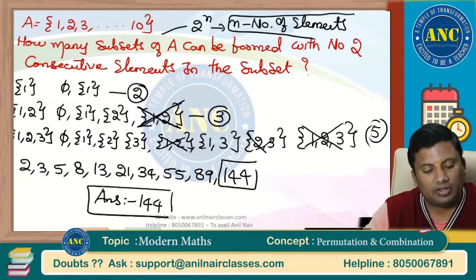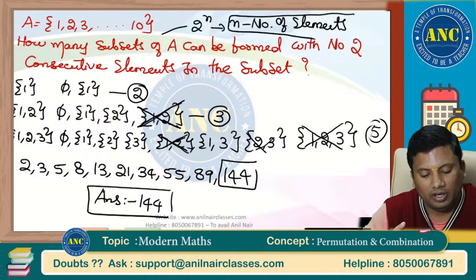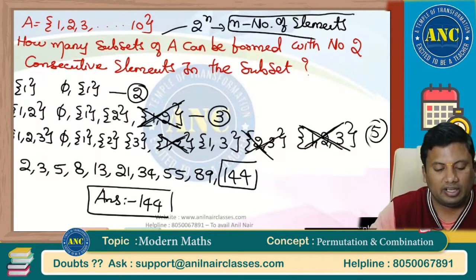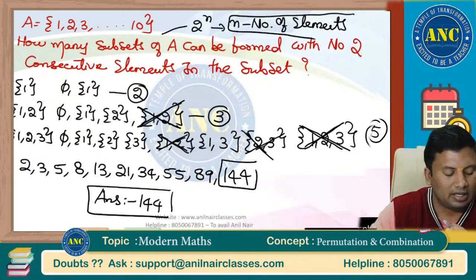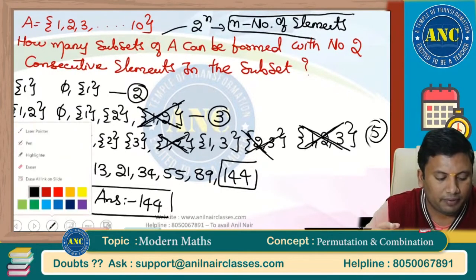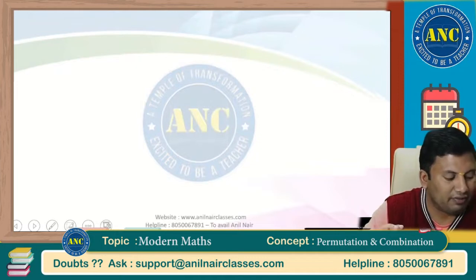1, 2 and 3. Here 1 comma 2 is consecutive. 2 comma 3 is consecutive. 1 comma 2 comma 3 is consecutive. So the answer is nothing but 144. Right? Where is the confusion?